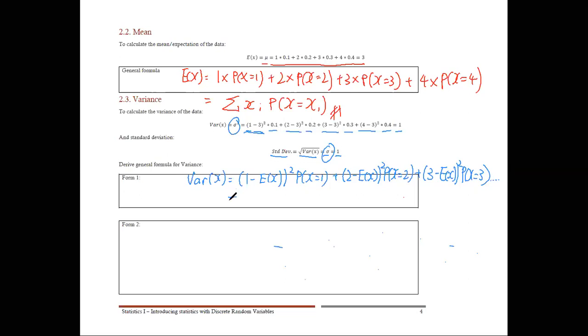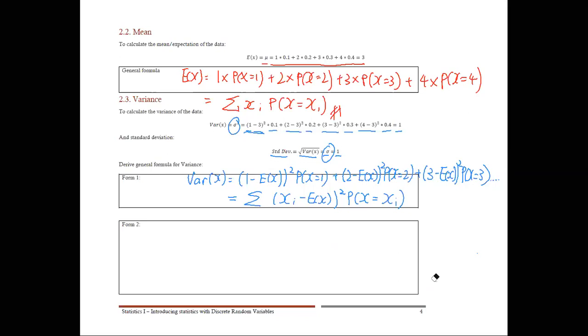In this case, we can write down the general formula using a summation sign. It will be the sum of xi minus the expected value, squared, times P(X=xi). So this is it for the variance.